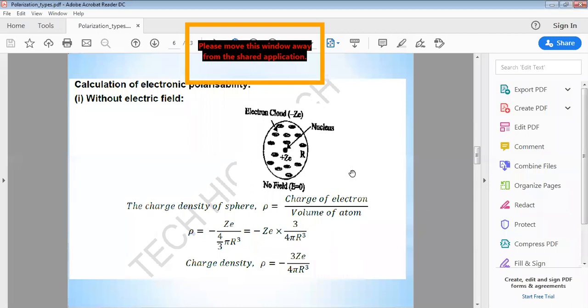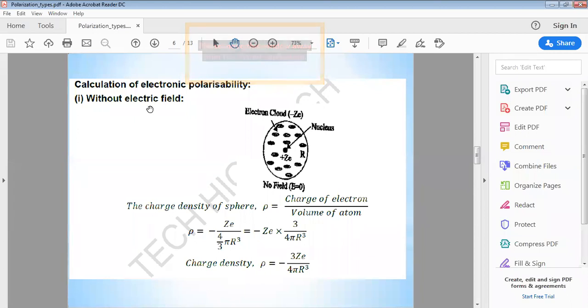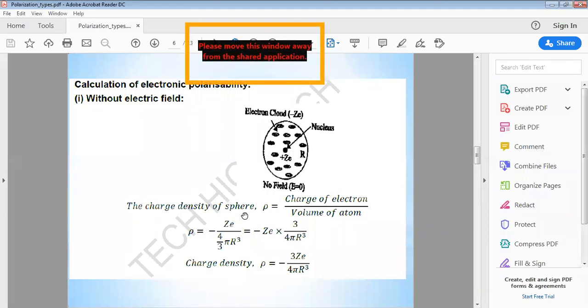How can the polarizability alpha, which for electronic polarization is called alpha E, be calculated? Without an electric field, that is before applying the electric field, we are considering a spherical atom. The charge density rho is given by the charge of the electron divided by the volume of the atom. As we are considering a spherical atom, the volume of the atom is 4 by 3 pi r cube, where r is the radius of the atom.